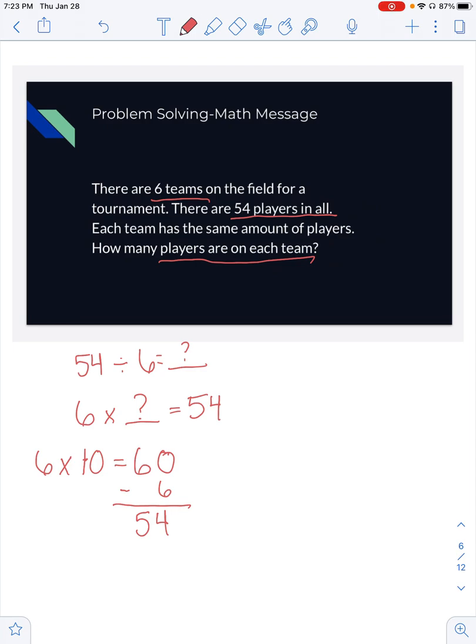So I really just took one group of 6 away, right? From that 60. So instead of 10 groups of 6, it would be 9 groups of 6. So 6 times 9 equals 54. We just went one lower to get 54. We took away one group.